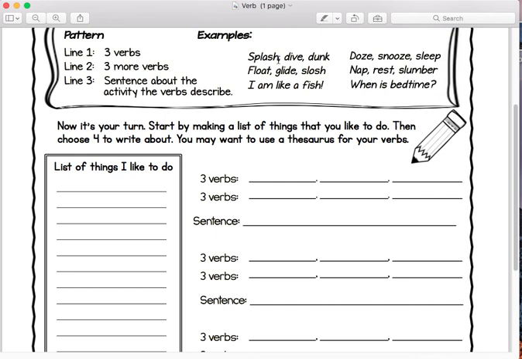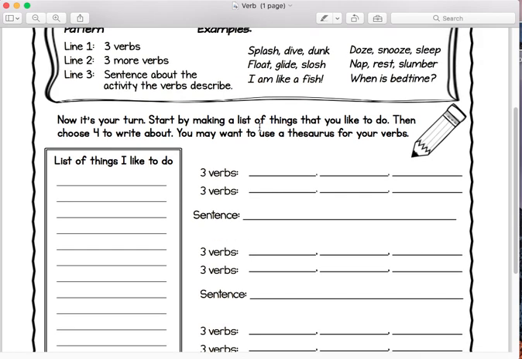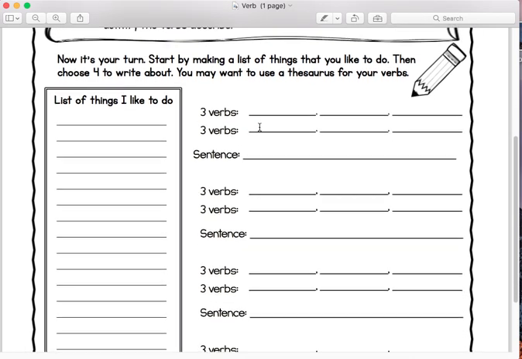Although this is not a sentence, splash, dive, dunk, float, glide, slosh, those are not sentences, but still, since it's a poem, that's usually how we do it. We write the beginning of each phrase with a capital, even if it's not a complete sentence. Okay, so I wrote a couple verb poems myself, and I want to share those with you.